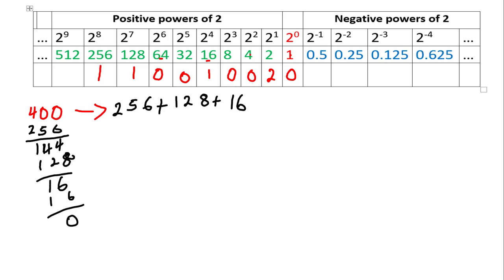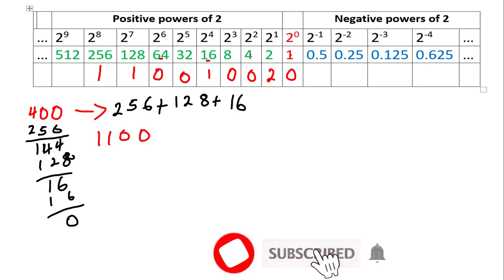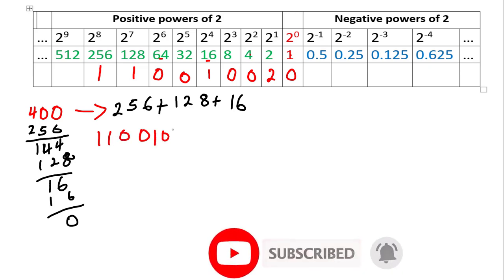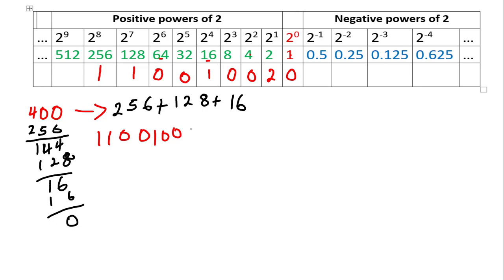So 400 in binary is 110010000. Correction on the 2 position: no 2, so here is actually 0.